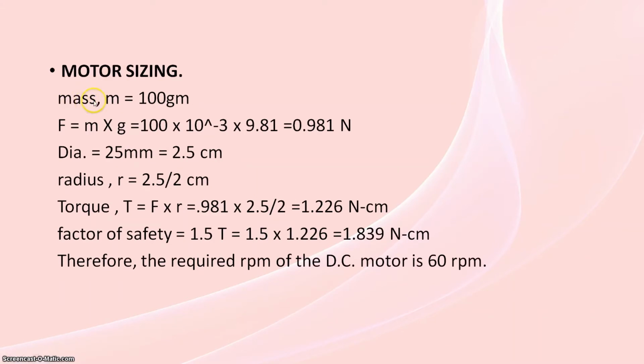So now let's look into the motor sizing. The mass of the spool was found to be approximately 100 grams, and thus the force was calculated using the formula m into g. The diameter of the spool was calculated, and then the radius, and then the torque by the formula F into R. The torque was multiplied by a factor of 1.5, that is the factor of safety, and thus the required RPM of the DC motor was found to be 60 RPM.